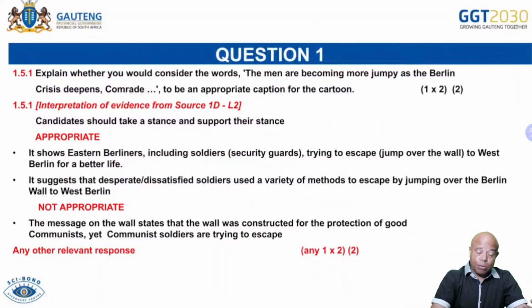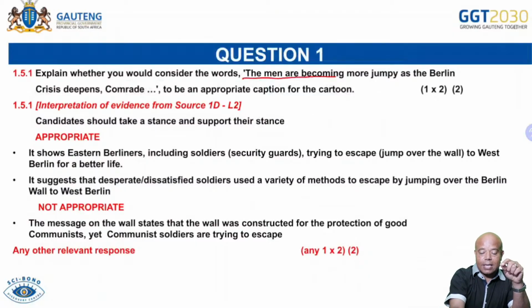So let's look at the appropriate answer. If they say it's appropriate, it shows East Berlin learners, including soldiers, security guards, trying to escape, jump over the wall to West Berlin for a better life. Now remember, learners, as the question is being posed here, we need to look at keywords that will link us, basically.